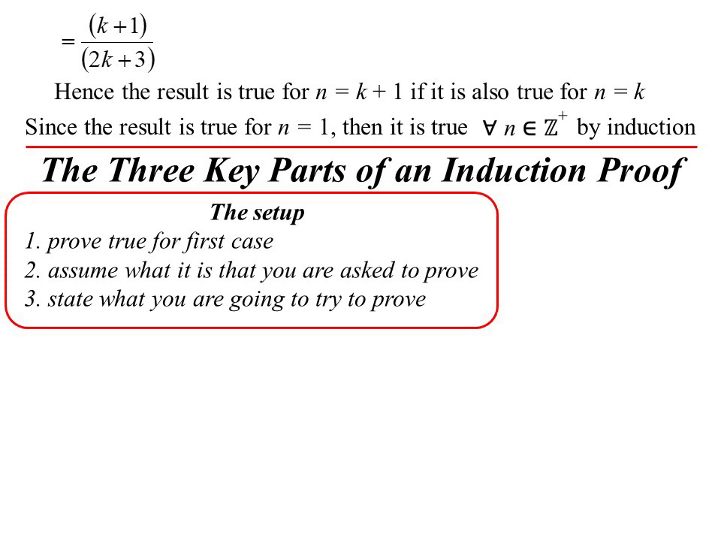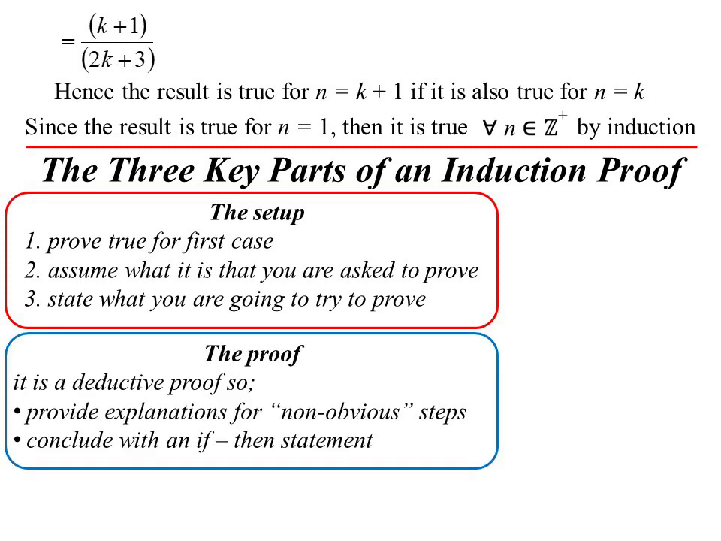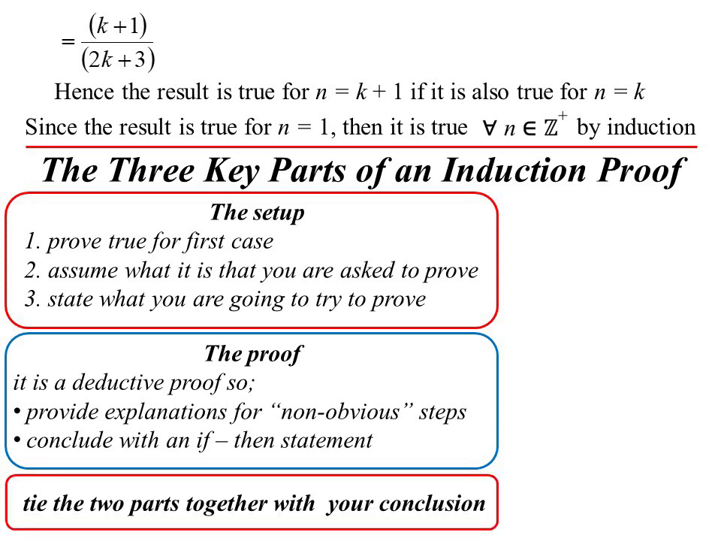Okay, because then comes the proof. Remember, it is a deductive proof. So you provide an explanation, certainly for non-obvious steps, just like you would have in geometry. Vertically opposite angles are equal, whatever. Make it clear. And then you conclude that proof with the if-then statement. That's the type of proof we're doing here. If-then. And then we tie it all together with that conclusion.